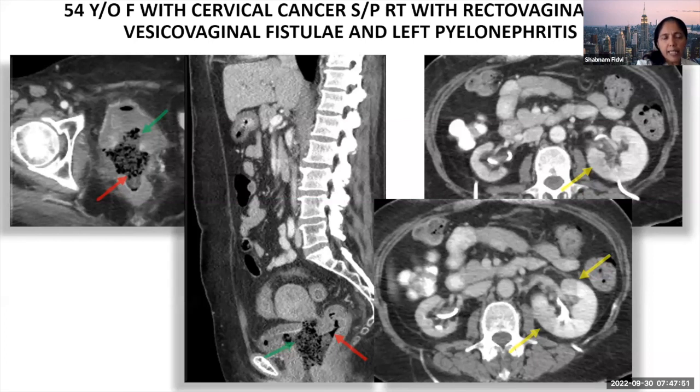Another patient also with cervical cancer, this time with both rectovaginal and vesicovaginal fistulae. The axial and sagittal images show the rectovaginal fistula depicted by the red arrow, and the green arrow shows the vesicovaginal fistula with gas in the urinary bladder lumen as well. The same patient also had left pyelonephritis, axial images through the upper abdomen. You'll see that there's relative hypoenhancement within the left kidney with this kind of striated appearance that was suspicious for pyelonephritis and was subsequently proved on a UA.